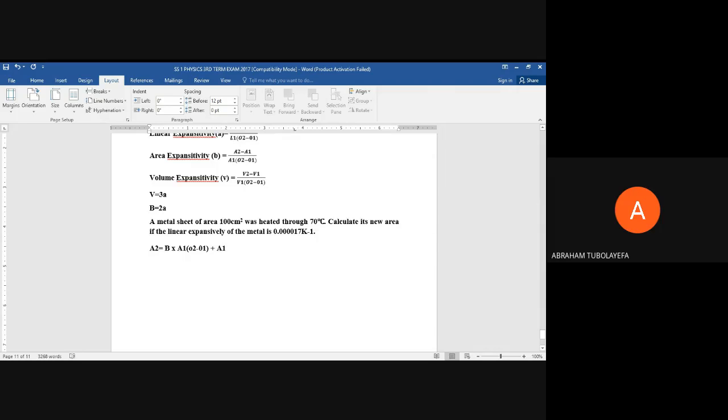Are we okay with that? Or are we all solving? So Joanne, you heard me. You don't need to change it to Celsius or Kelvin because the increase won't change anything.